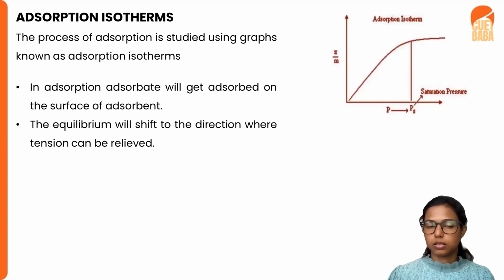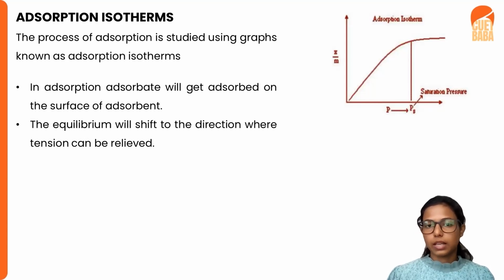Next, we are going to see details about adsorption isotherms. The process of adsorption is mainly studied using the graph known as the adsorption isotherm, because pressure has a major impact on the adsorption process. This is a typical adsorption isotherm, drawn as X/M versus pressure. We also saw in the last class that PS is the saturation pressure, the pressure at which the adsorption is maximum. After that pressure, when we increase the pressure, there will be no change in the amount of adsorbate adsorbed on the surface.